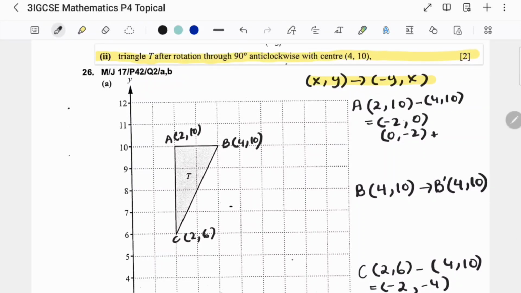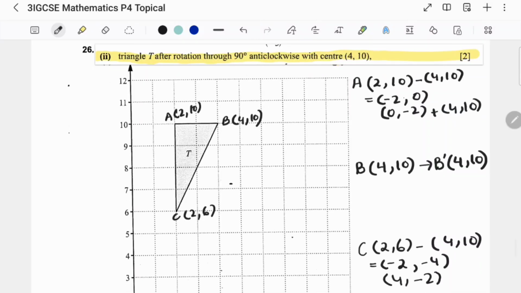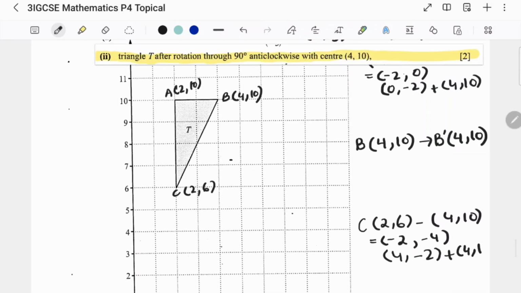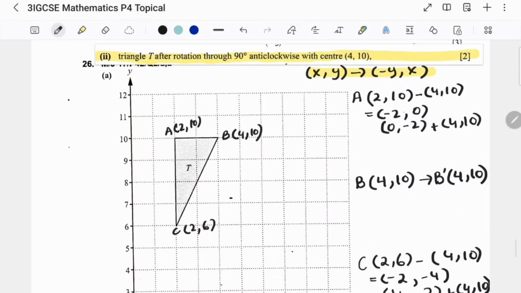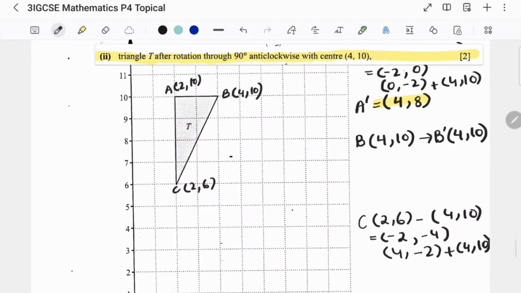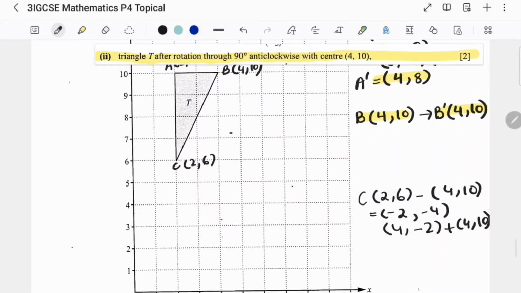Your center is (4, 10), add the center. Okay, now see what happens. 0 plus 4 will become 4, and minus 2 plus 10 will become 8. So this is your object and it's your image, and this is your A prime. Okay, the next one, the object and the image is the same. Now the last one, (4, -2) is adding with (4, 10). So that will become 4 plus 4 is 8, and then minus 2 plus 10 will also be 8. So we got all the images as well.